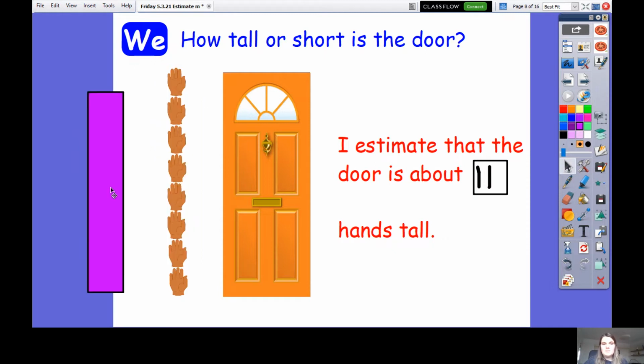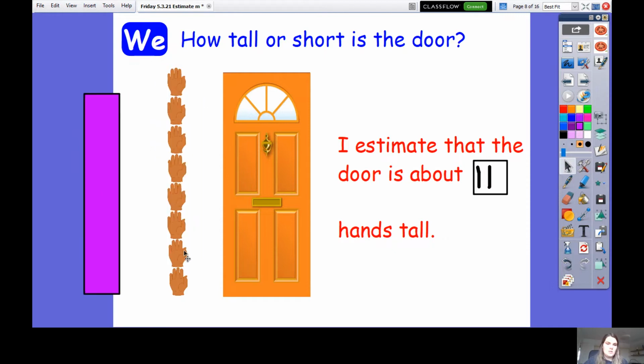So someone else had a bit of an estimate. How many did they get? 1, 2, 3, 4, 5, 6, 7, 8. So they thought 8. Well, I think it would depend on the door and how big your hands are. I think if Miss Bamford put her hands against the door, I'd have less hands than if you put your hands against the door. So I think that 8 is maybe a bit of a small estimate, but it depends on the size of the hands. I think that 20 would be far too many.